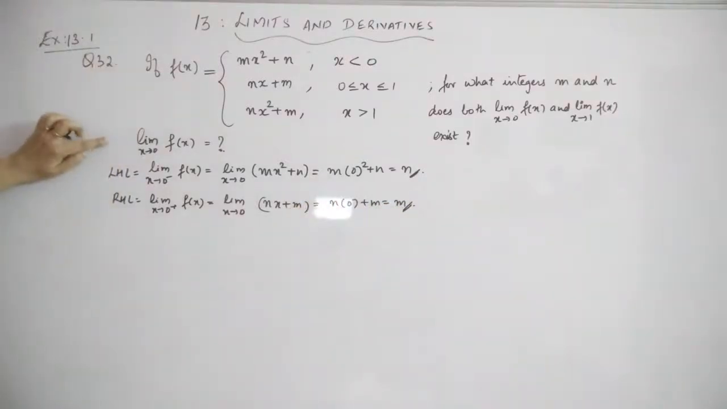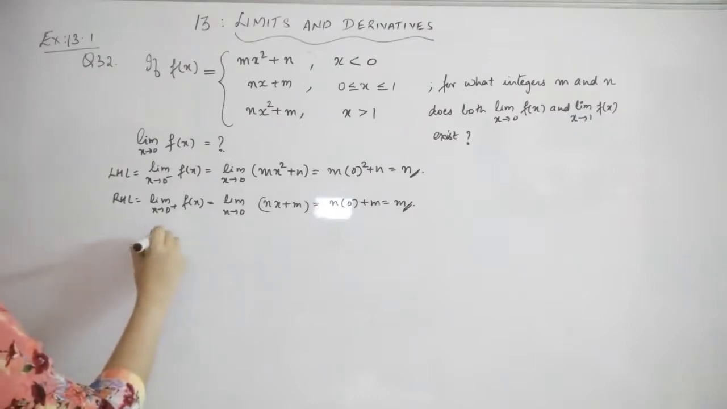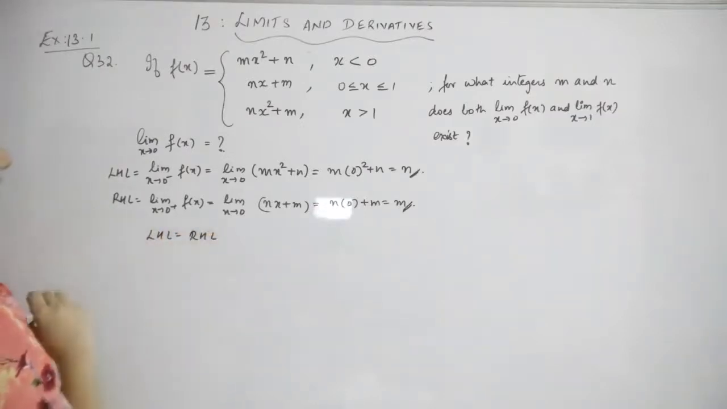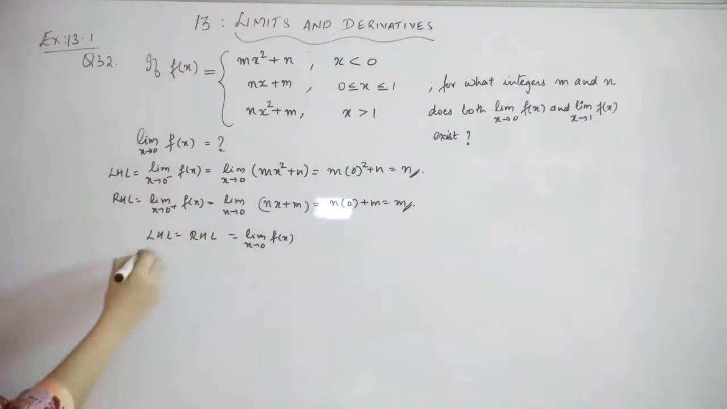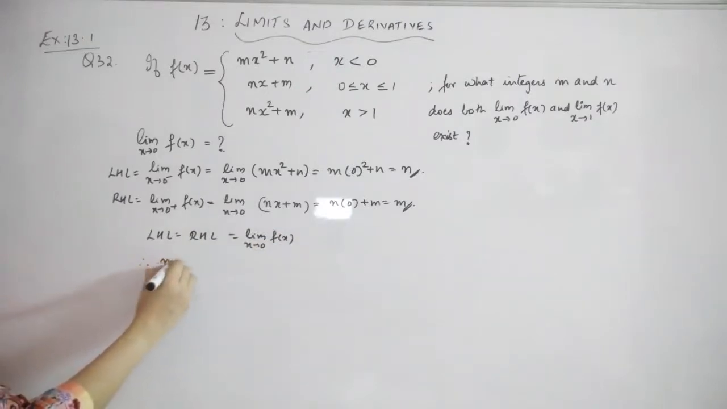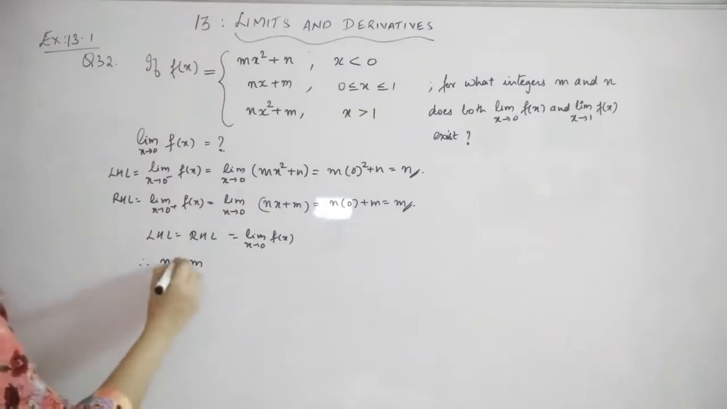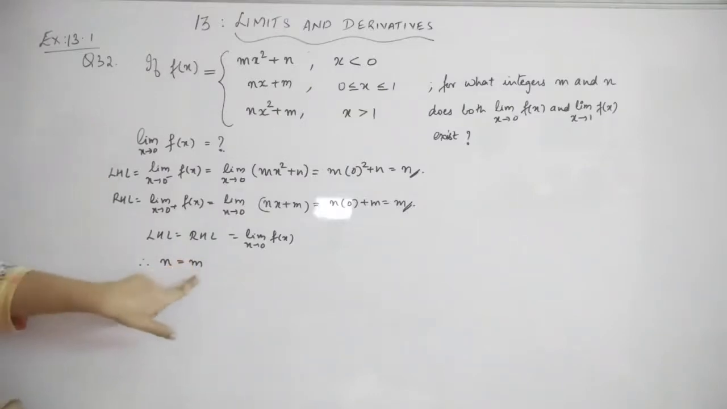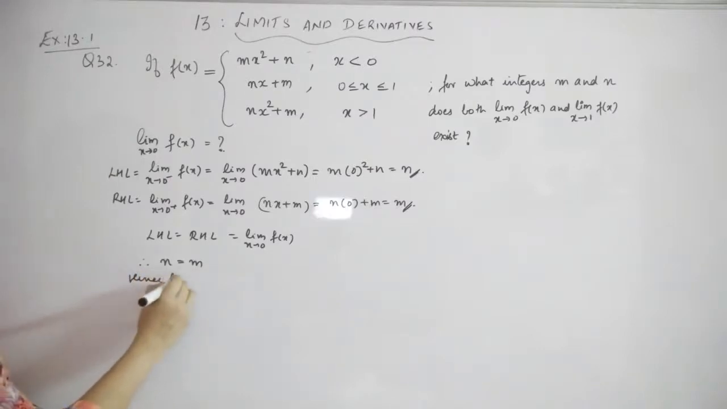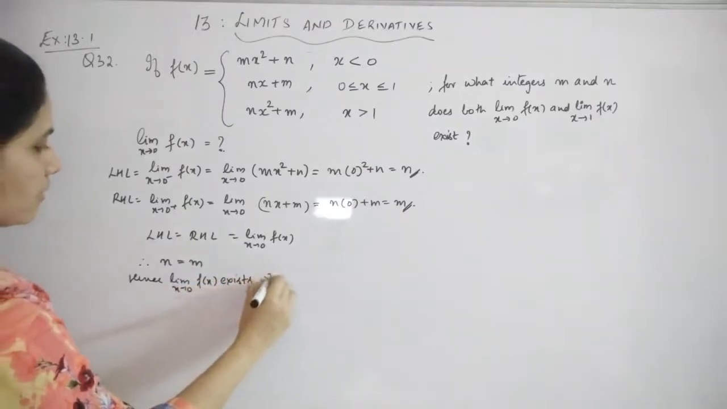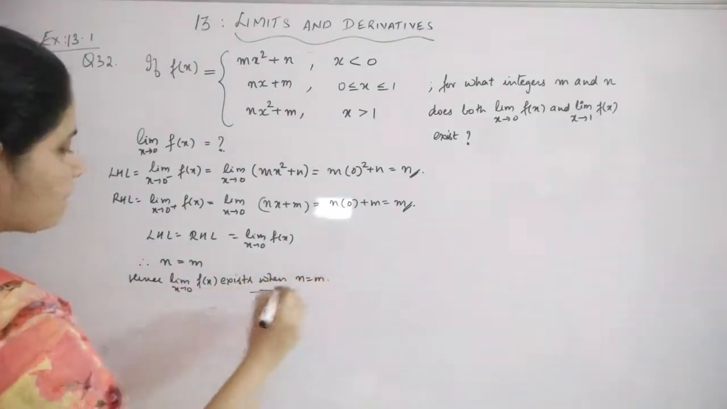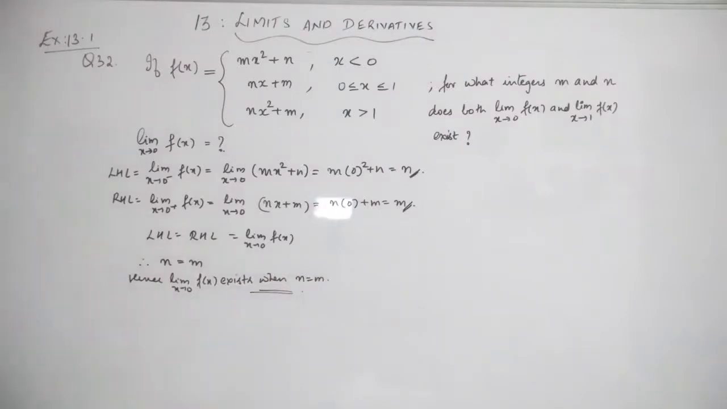Now for the existence of this limit, we need left hand limit equal to right hand limit. Okay, so left hand limit equal to right hand limit will give you the limit value of limit x tends to 0 f of x. Therefore the left hand limit n equals m. So the condition for the existence of this is n equal to m. Hence limit x tends to 0 f of x exists when n is equal to m. Now we have to find out the other one, that is limit x tends to 1 f of x.